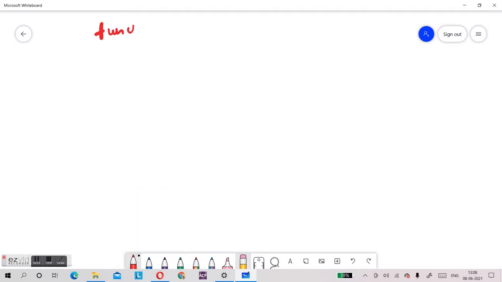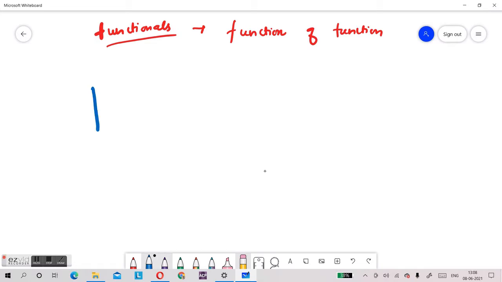Functionals are functions of function. Okay, so let's just take a graph. This is u, which is a function of x, and this is x1 and this is x2. And here this is ds, or we call it displacement.